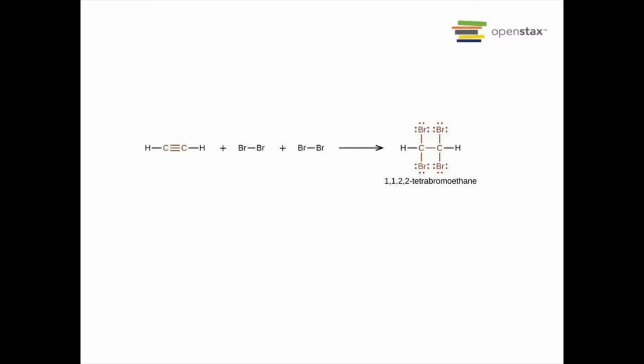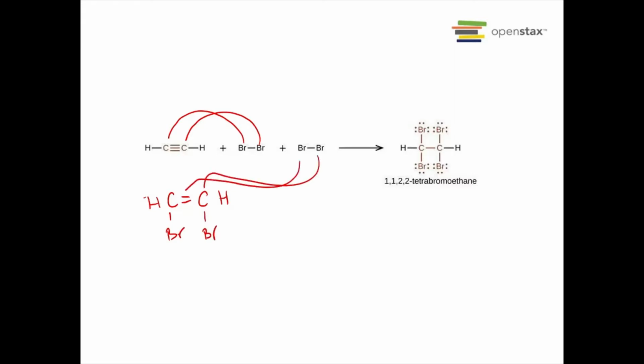And then here's an example of the addition reaction. We have each bromine starting off going to a carbon, so that tells us we go down to a double bond. And then we have 2 more bromine that are each going to go to a carbon, so that gives us 1,1,2,2-tetrabromoethane.